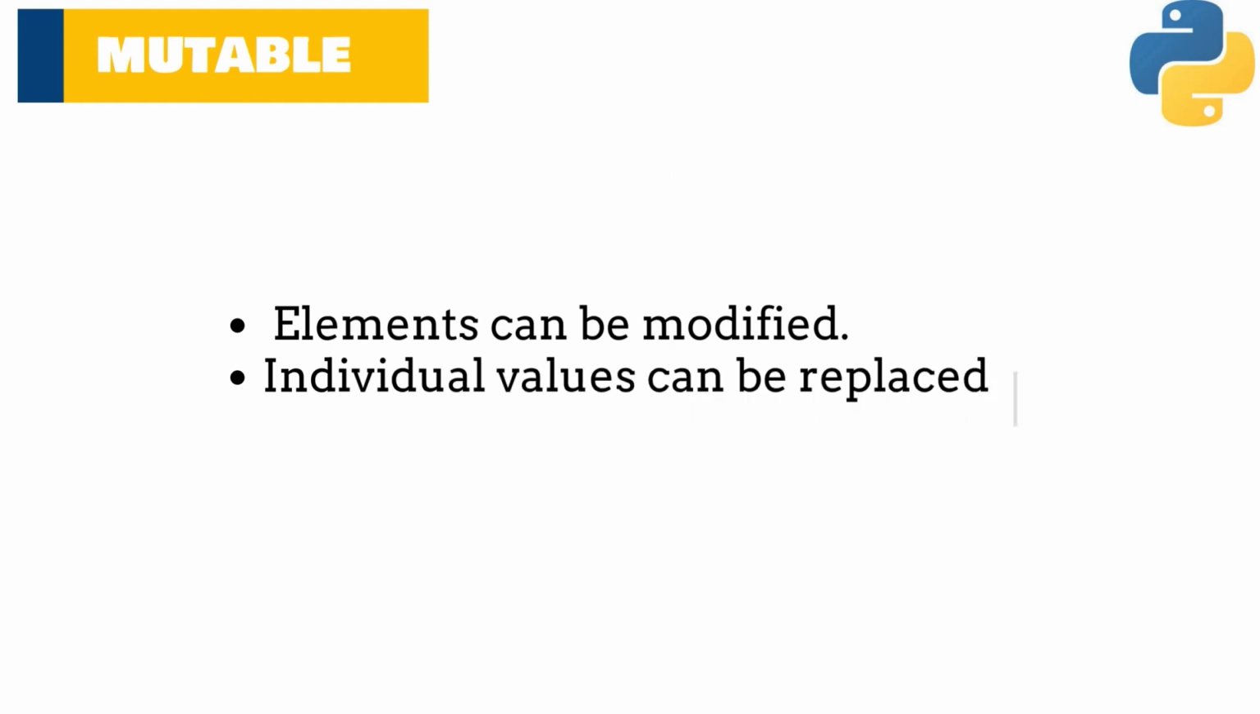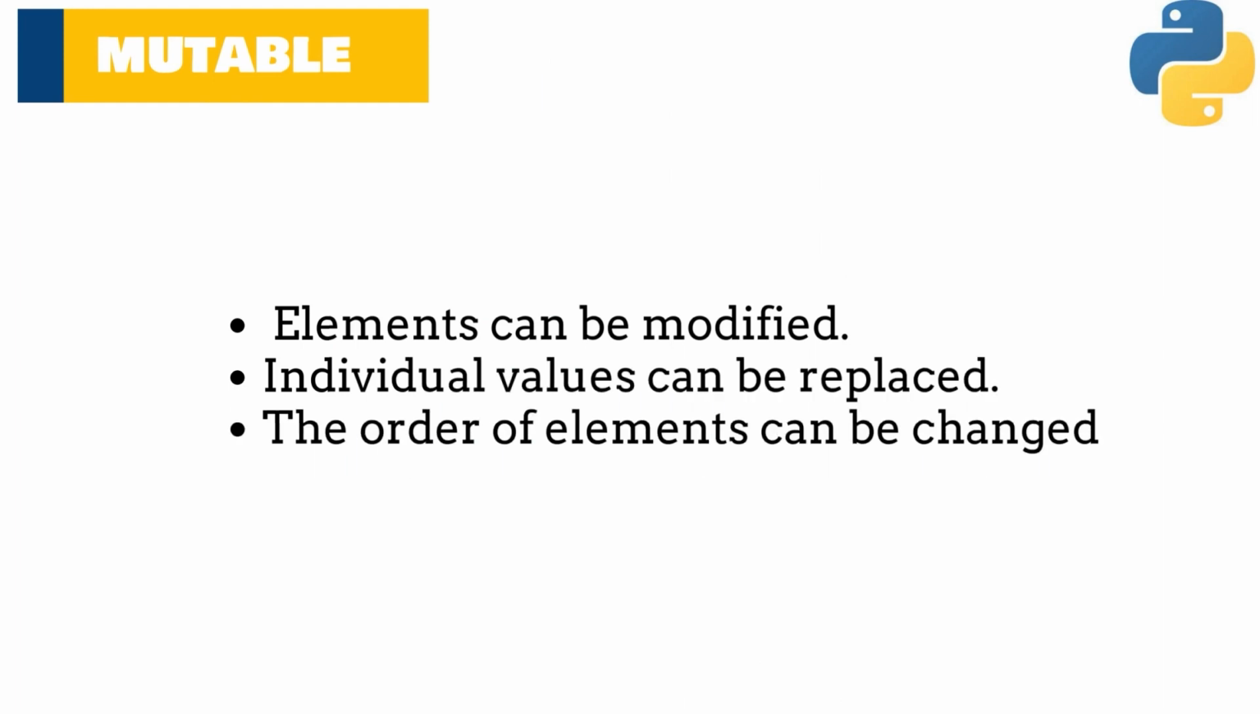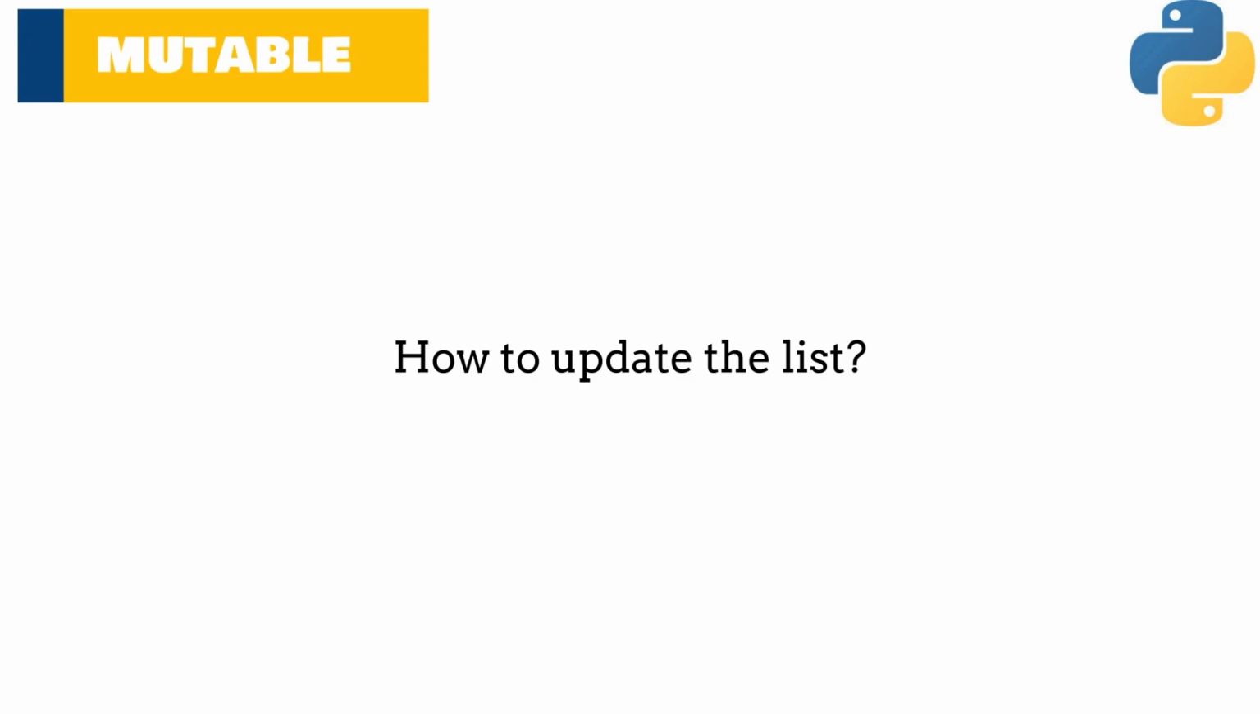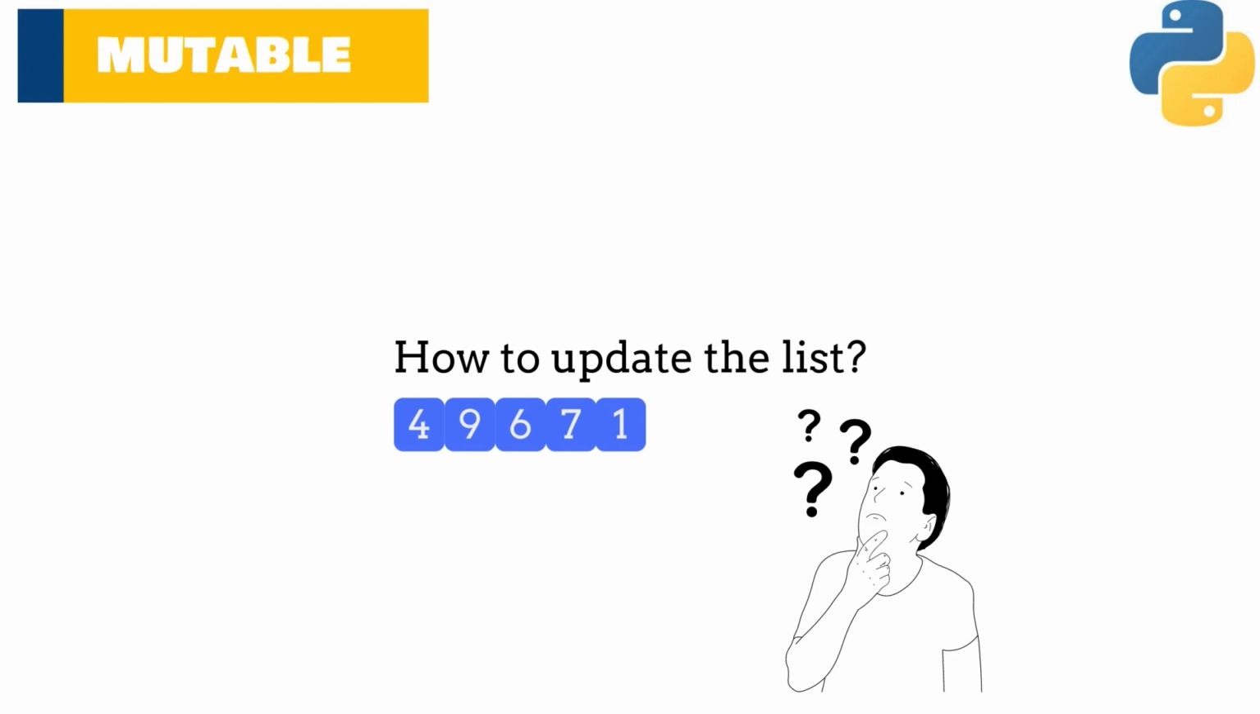Another one is mutable. The list is a data type that is mutable. Once a list has been created, elements can be modified. Individual values can be replaced. The order of elements can be changed. Look at the example of how we can update the item in the list. Let's learn the concept by creating examples in different ways. Look at them one by one.